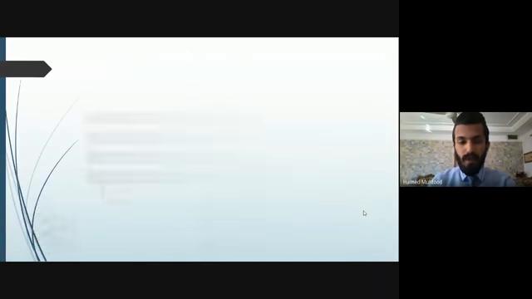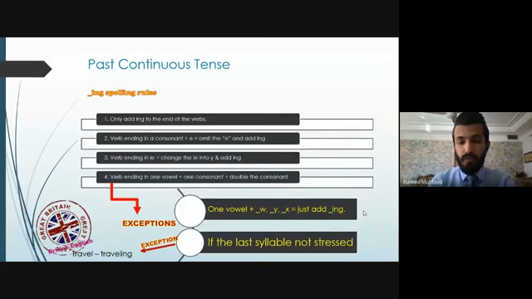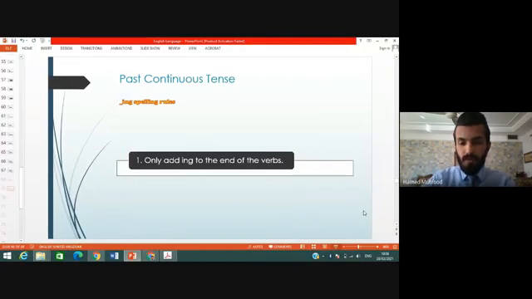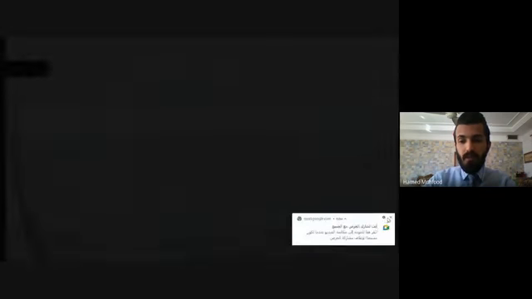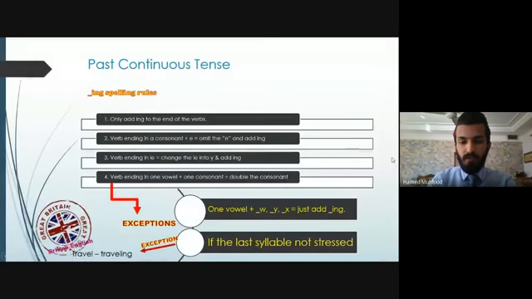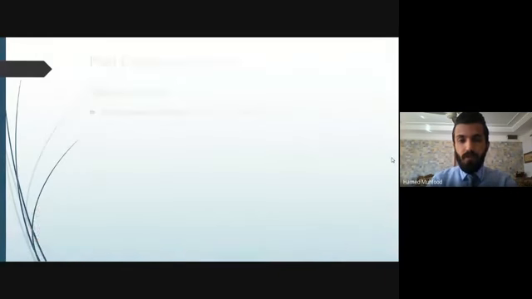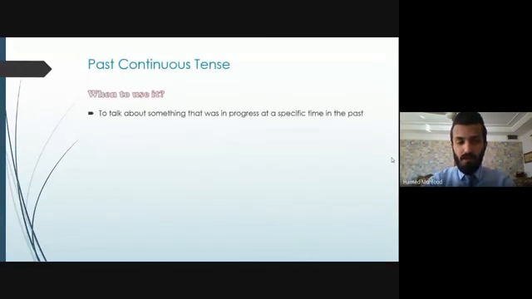So now we have four rules for the verb using the past continuous tense. هسه عندنا هاي القواعد الأربعة بإضافة ing باستخدام الزمن الماضي المستمر. Now we move to when to use the past continuous tense. متى نستخدم الـ past continuous tense الزمن الماضي المستمر؟ We use it to talk about something that was in progress at a specific time in the past. We use it when we want to speak about an action that was happening at a specific period of time.